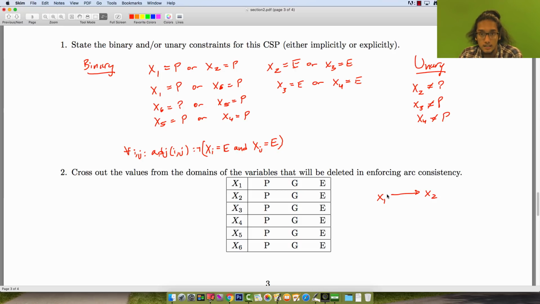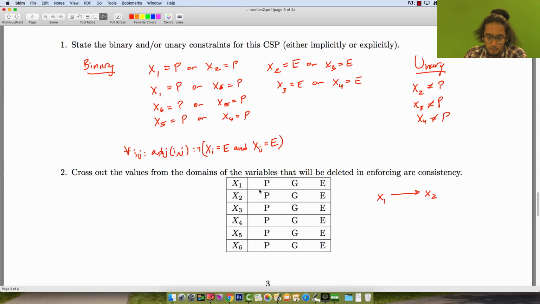Now, if the answer is yes, then you're good, and you can move on to the next value in the domain of the variable at the tail. But if it's not true, then you would delete that value from the domain of the variable at the tail, right? Now, this is best made concrete by doing an example. So let's actually perform this on all of these domains for these variables over here, and let's see what we get.